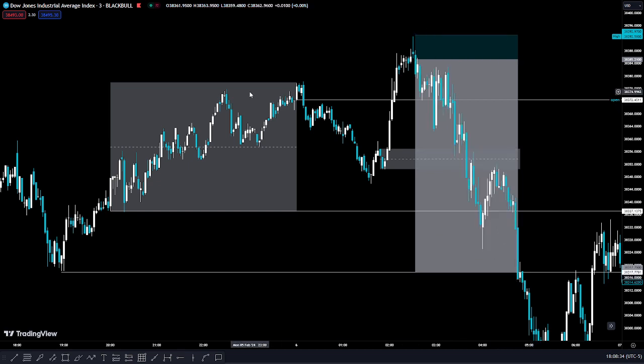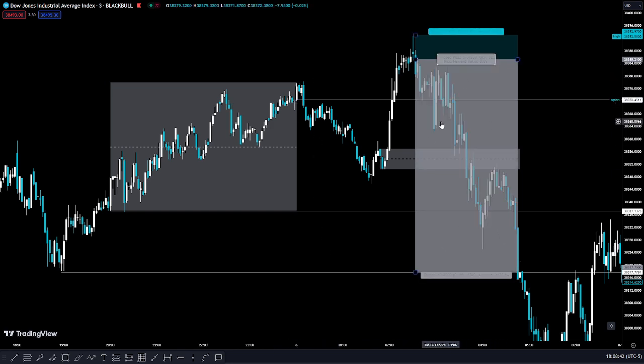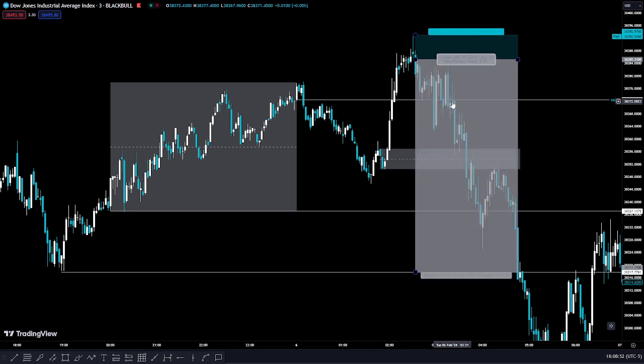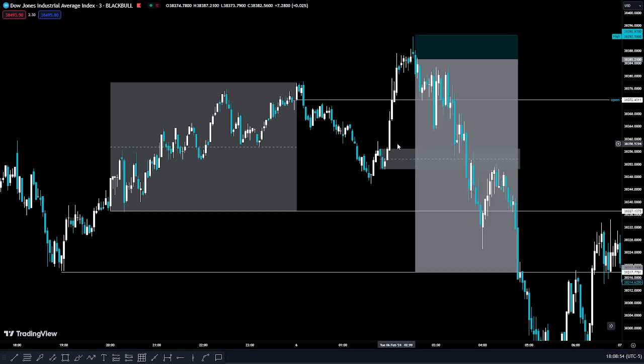So the first thing is, as I said, you take note of your Asian range, you take note of the open. If it takes the high or the low, you're targeting the opposite side. So in this one, it took the high, right? What next do you want to do? You're targeting the low. You look for your setup.